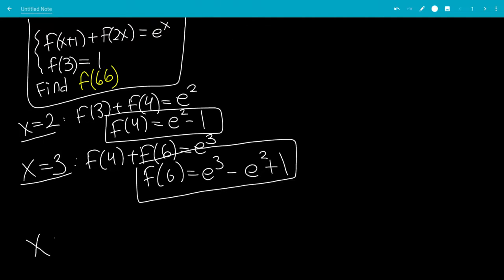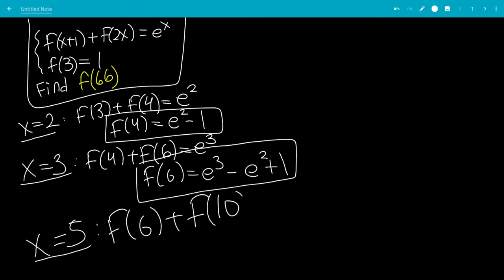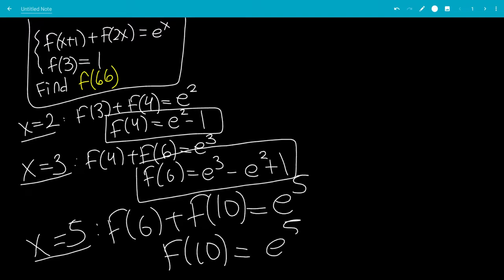Now we're going to subtract 1 from 6, we get x = 5. Plug that in, you get f(6) + f(2 times 5), which is f(10), equals e to the 5th power. So that means that f(10) will be e to the 5th power minus this f(6), so that would be minus e cubed plus e squared minus 1.